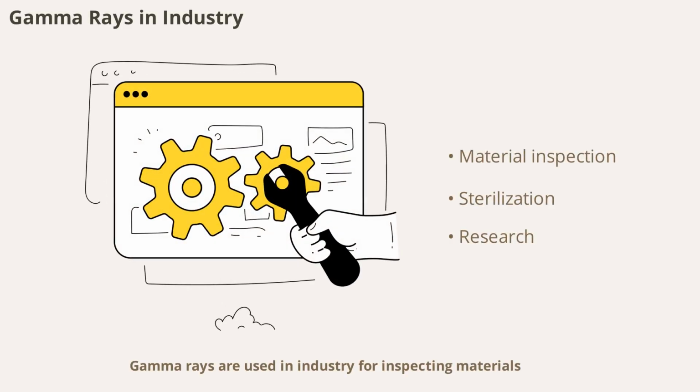Gamma rays are used in industry for inspecting materials, detecting structural flaws, and sterilizing products. Their high energy allows them to penetrate thick materials, making them ideal for quality control and safety inspections. Gamma rays are also used in scientific research to study atomic and nuclear processes.